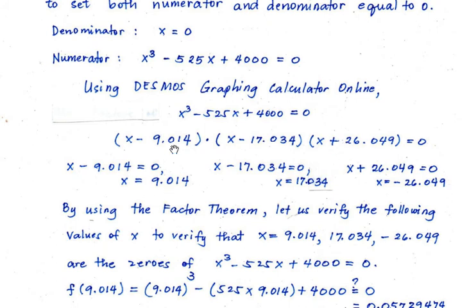So moving on, set this first linear factor to 0. Then we get the value of x equals 9.014. Then the second factor, set this equal to 0. Then that would become x equals 17.034. And the third factor, x plus 26.049, set that equal to 0. Then we have x equals negative 26.049.